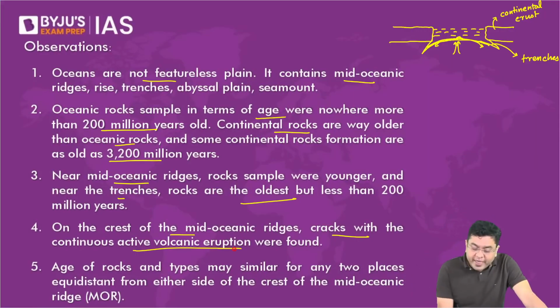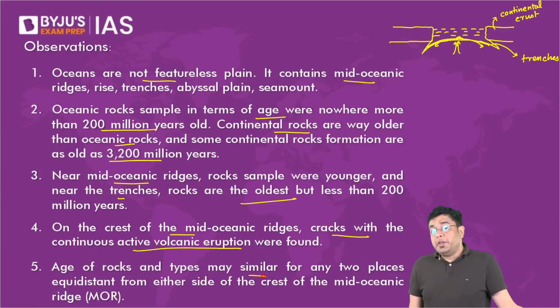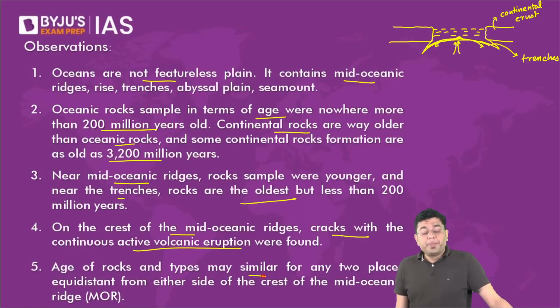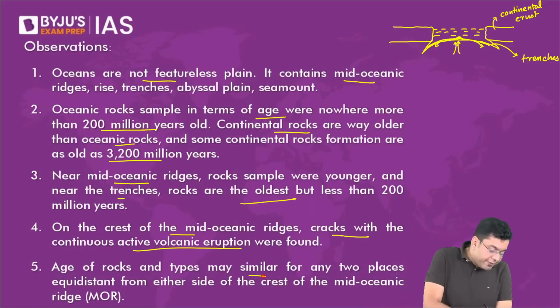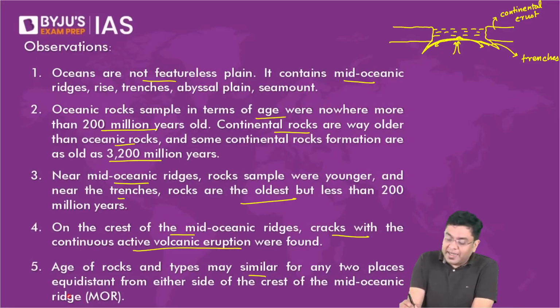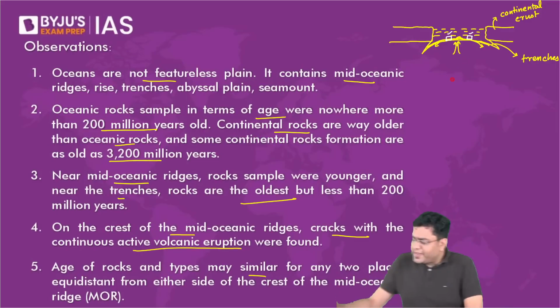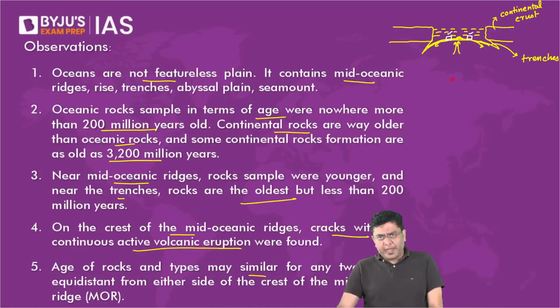Age of rocks and the types may be similar for any two places equidistant from either side of the mid-oceanic ridge. What is the meaning of that? It means if I have to calculate the age of this particular rock and this rock, which are equidistant from the ridge, both have a similar age, which means both would have been created simultaneously. So, how is it that creation of a newer crust would take place?